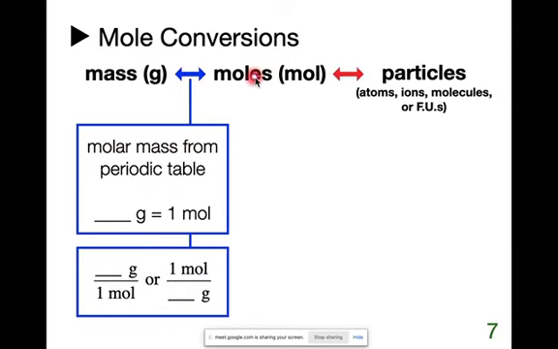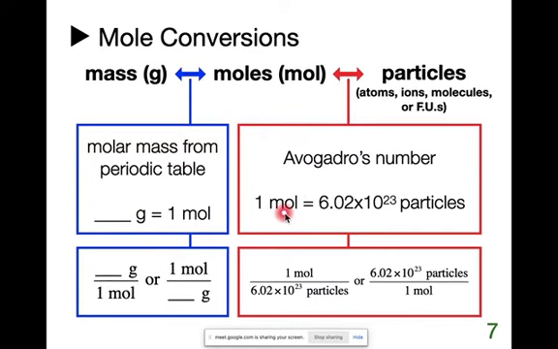Now, if we wanted to convert from moles to the number of particles or back again, we only need Avogadro's number, which is 1 mole is 6.02 times 10 to the 23rd particles. So from that, we can have these two conversion factors, 1 mole over Avogadro's number or Avogadro's number over 1 mole.